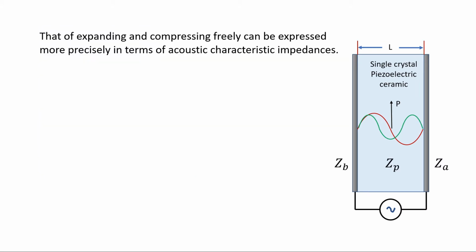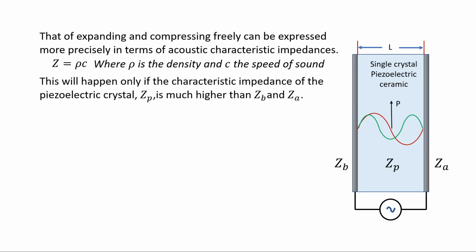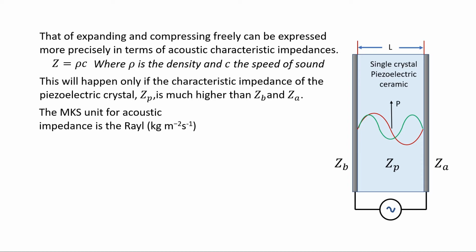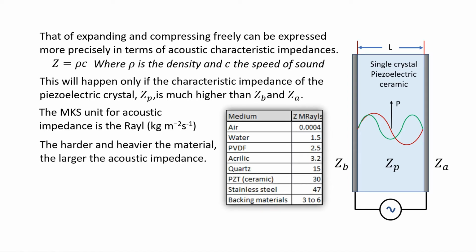That expanding and compressing freely can be expressed more precisely in terms of the acoustic characteristic impedances. Z equals rho times c, where rho is the density and c the speed of sound. This will happen only if the characteristic impedance of the piezoelectric crystal, Z sub P, is much higher than that of Z sub B and Z sub A. The MKS unit for acoustic impedance is the rayl, kilograms over meter squared per second. The harder and heavier the material, the larger the acoustic impedance.